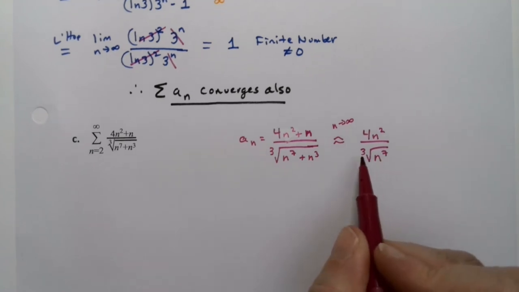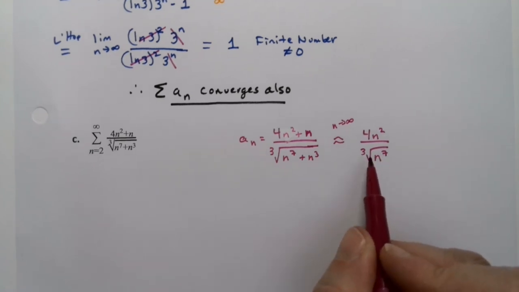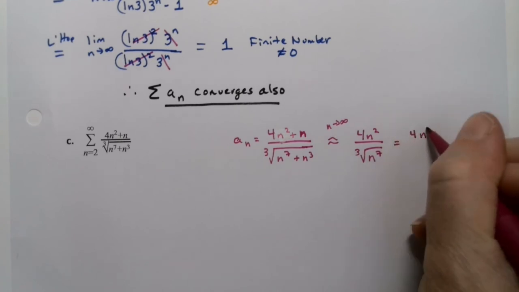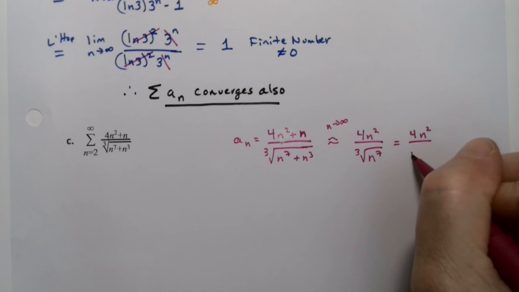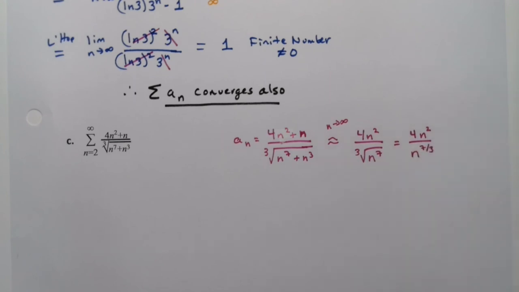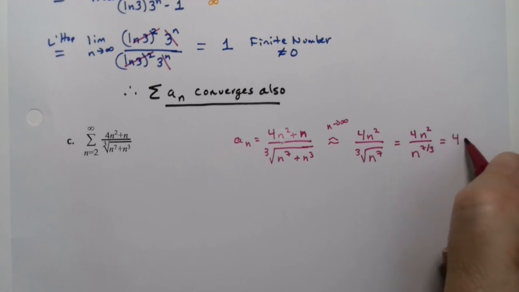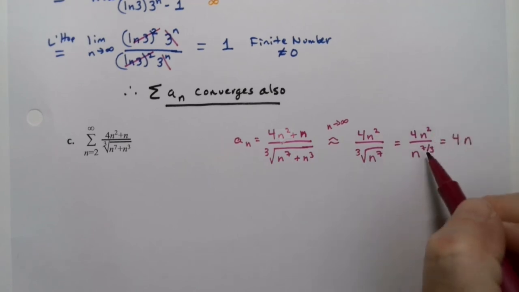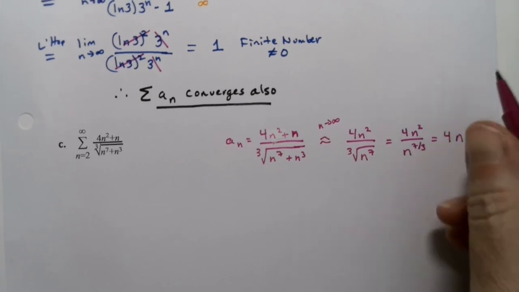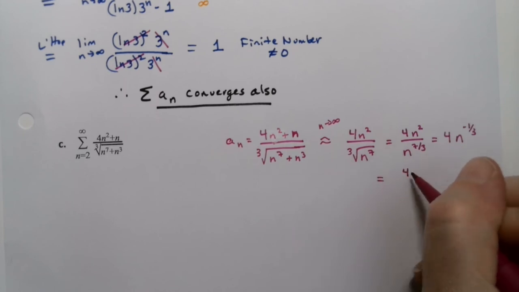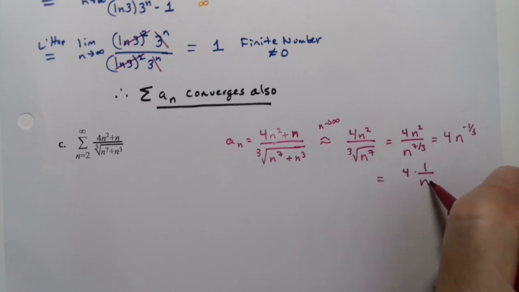But a root is a power written a different way. So that would be equal to 4n squared over n to the 7 thirds, which would be 4 times n to the power 2 take away 7 thirds, which is negative 1/3. So it's 4n to the negative 1/3, which would be 4 times 1 over n to the 1/3.